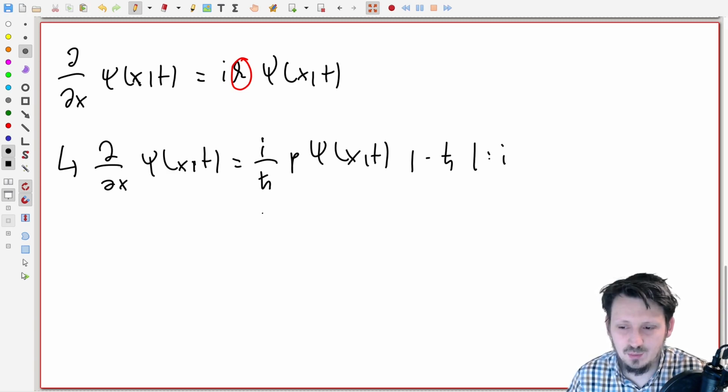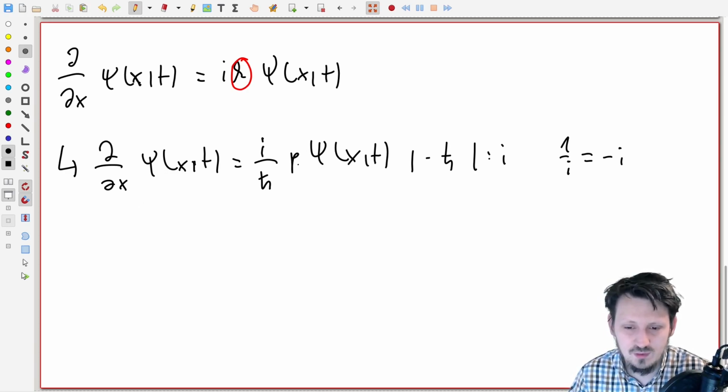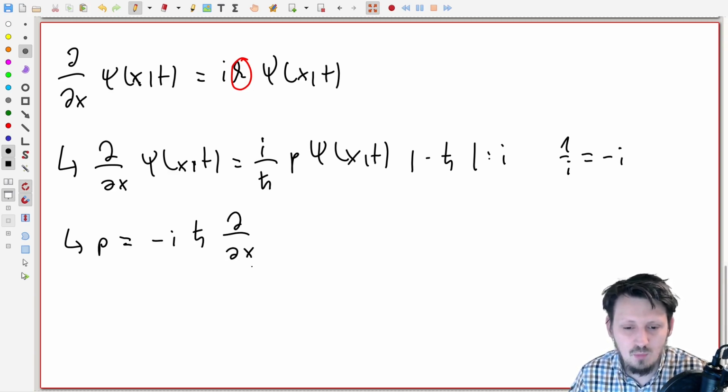And now we have to take into account one additional law regarding complex numbers, and this is the fact that 1 over i can also be written as minus i. You can easily prove this. Yeah, so it's not a big problem with the rules of complex numbers, as I said. So taking this into account means that now when we solve this for p, the operator p is given as minus i times h bar times d over dx. So this is now our momentum operator.